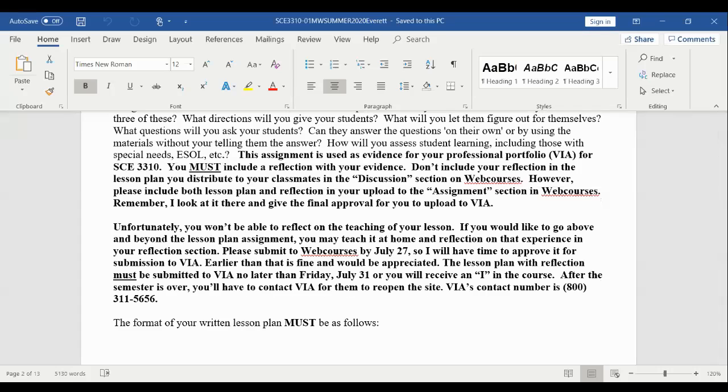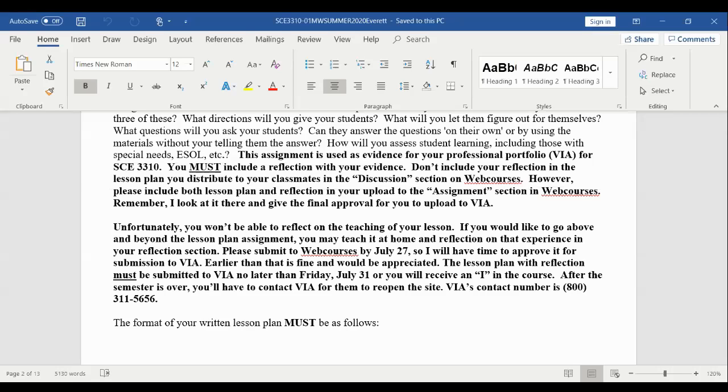You're also going to include a copy of your lesson plan only to your classmates. This is totally different. You have 3 major uploads here, but two major uploads. You have another one, a third one, but that's just to give your classmates a copy. And you put that version in the discussion section. You don't include a reflection with that one. But 2 main ones, the ones you get graded on, web courses upload and the VIA upload, you include a reflection.